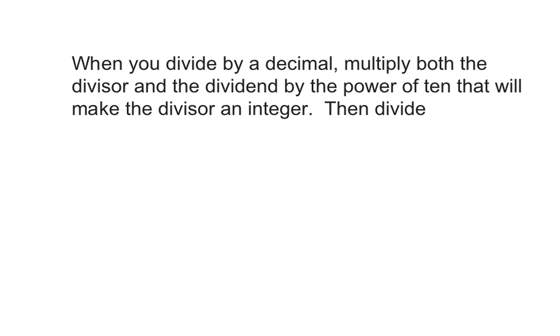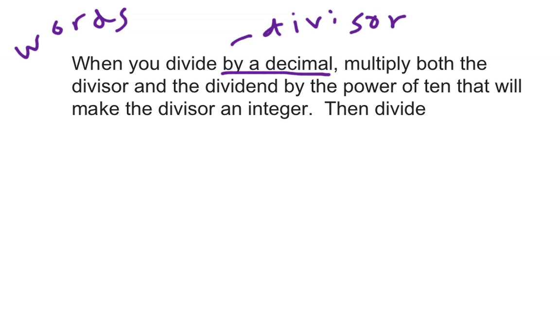So this is the key information for dividing. In words, we still haven't gotten to the example problems yet. This is still key information. So in words, when you divide by a decimal, so you're dividing, the divisor is a decimal. The divisor is the one doing the dividing.